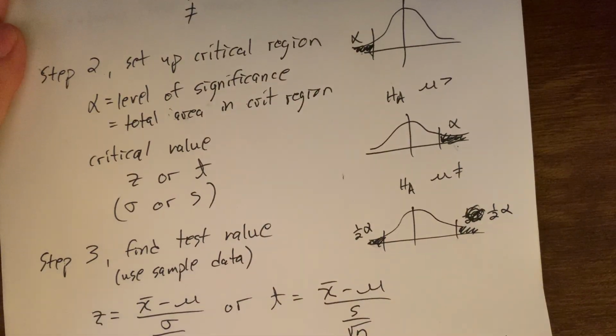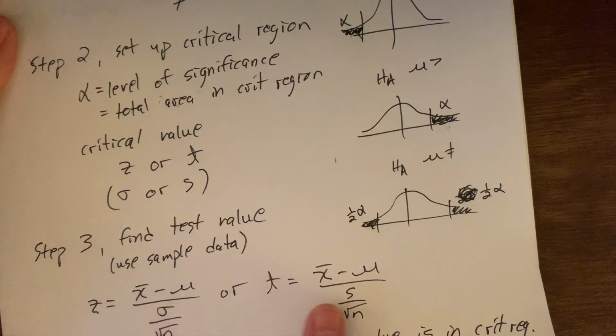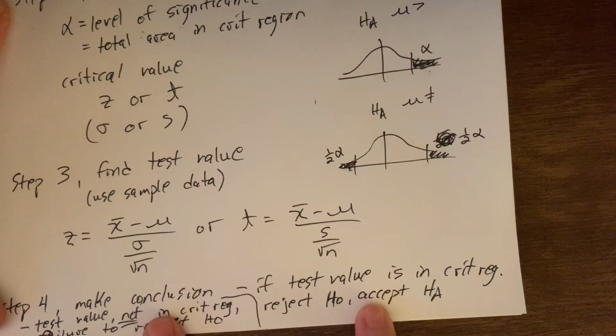Step 3, use the actual sample data to get an appropriate test T or Z value, and then compare. Is this Z or T in the shaded region? And then make the appropriate conclusion.